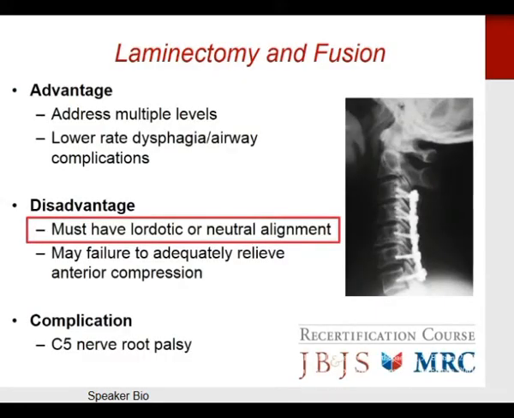Laminectomy and fusion allows you to address multi-levels. It has a lower rate of dysphagia than anterior approaches. However, you must have a lordotic or neutral alignment. It may not allow you to adequately relieve anterior compression as well, since it relies on posterior drift of the spinal cord. Complications include the C5 nerve root palsy. This is thought to be due to the posterior drift of the spinal cord.